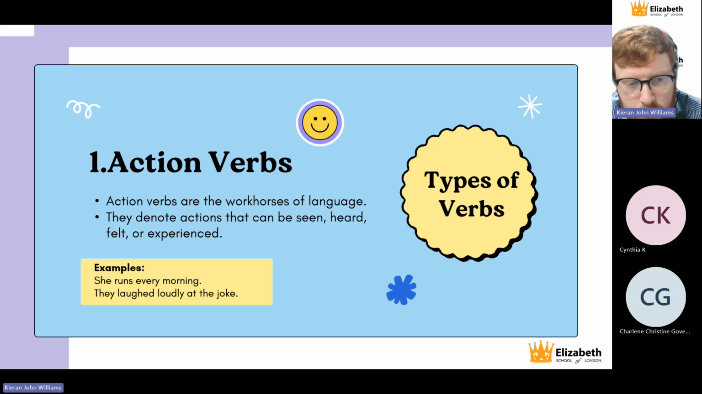These are the usual ones that we use in sentences. These are the actions that can be seen or heard or felt or experienced. So, she runs every morning, and they laughed loudly at the joke. Those are very obvious actions that we can see or hear.